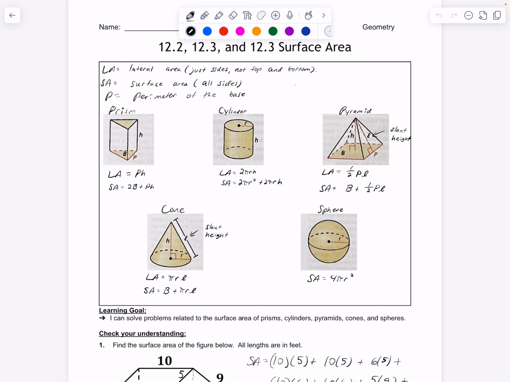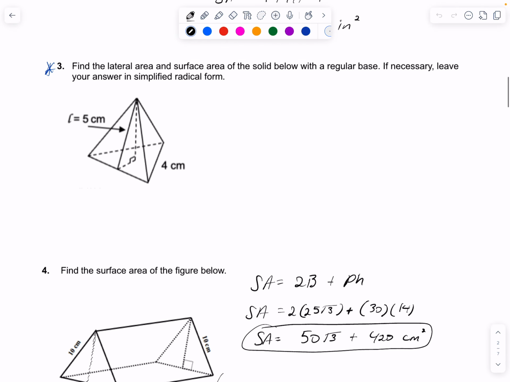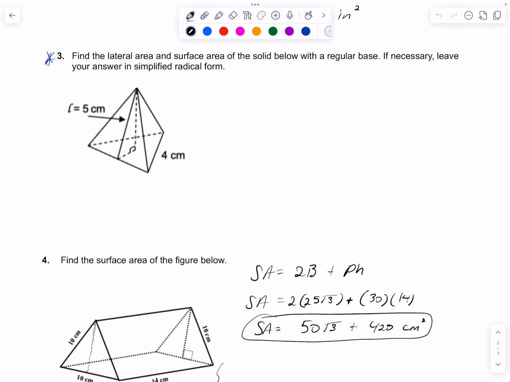I think the biggest thing when you do these is, since you know the formulas or they're given to you, to really think about what you're actually finding when it's asking you to find the surface area or the lateral area of these shapes. Okay, so I'm going to start off by looking at this third one, finding the lateral area and the surface area of this solid below.